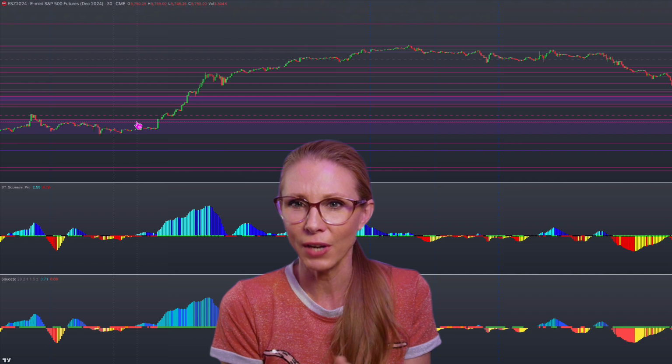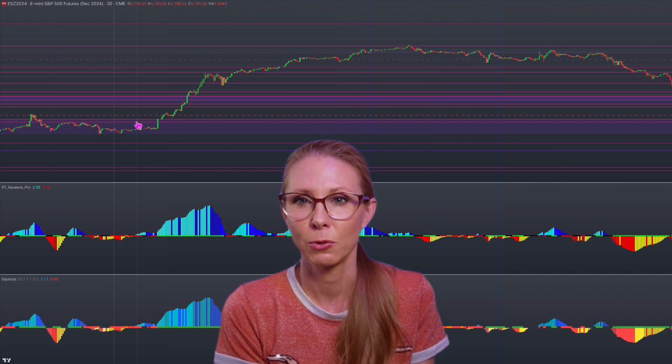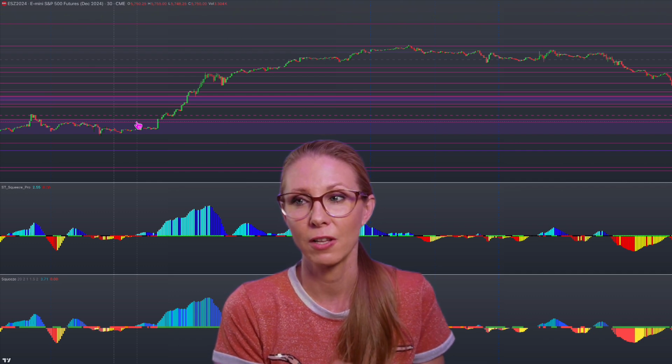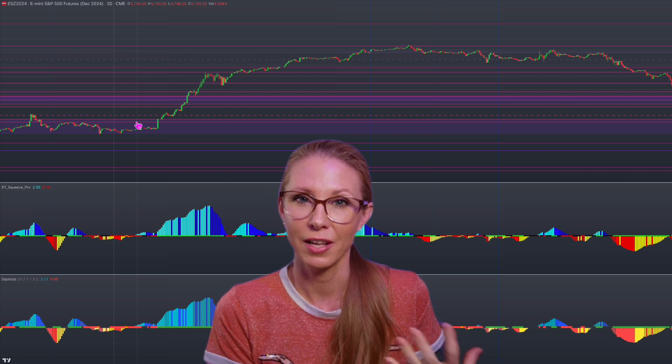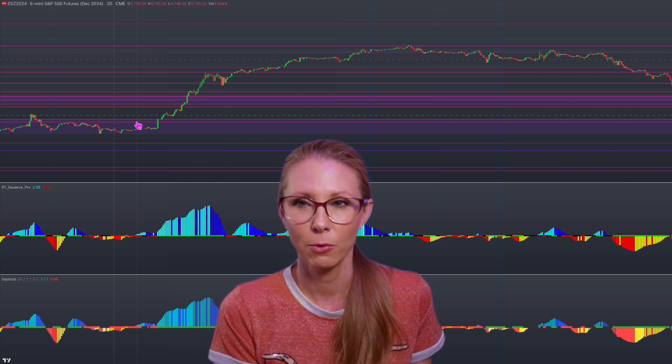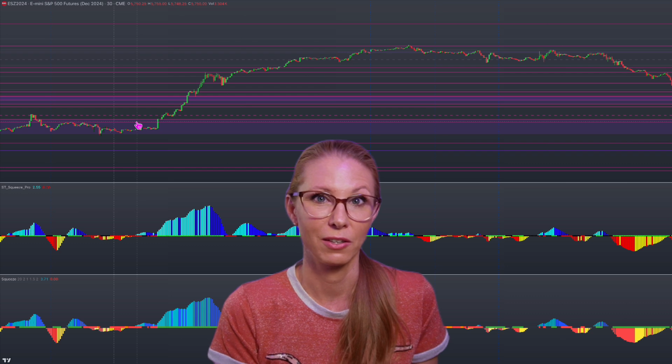So you have to decide for yourself if you really think the Squeeze Pro is worth it, but I definitely think there's a lot of options, and Simpler offers a lot of things that might be a better value for you if you're really just looking for the dots on TradingView.